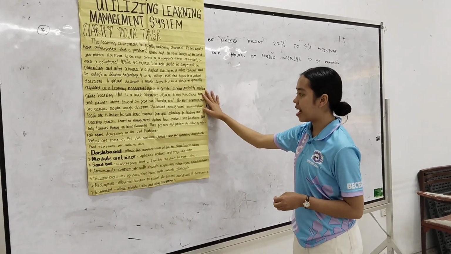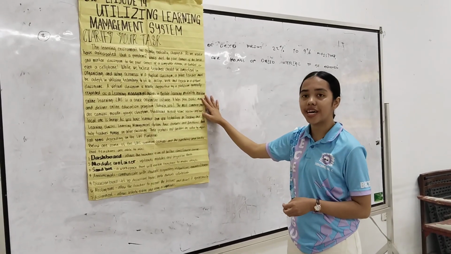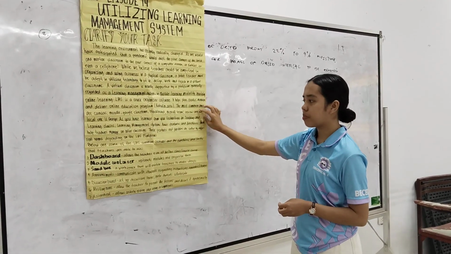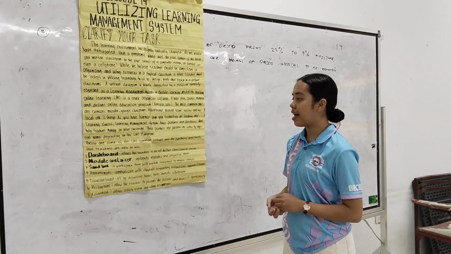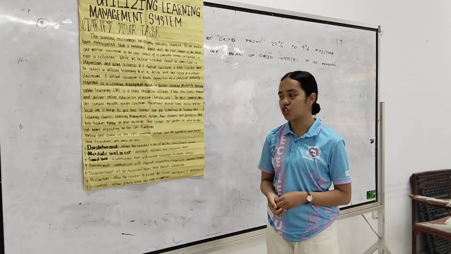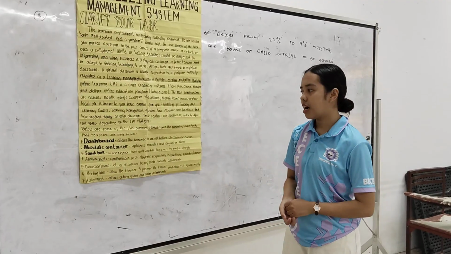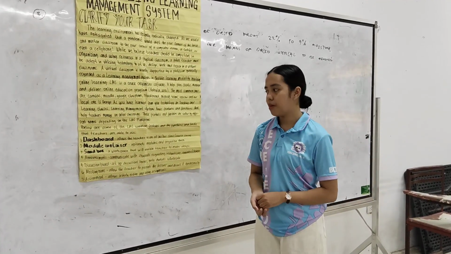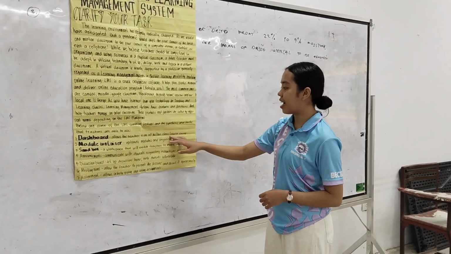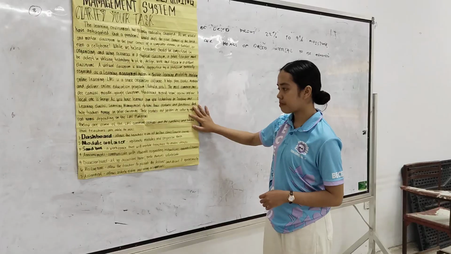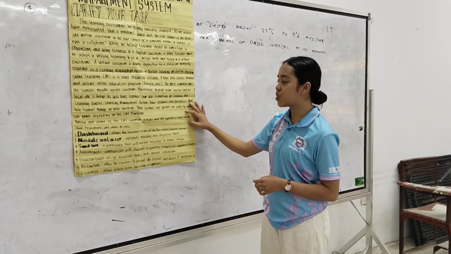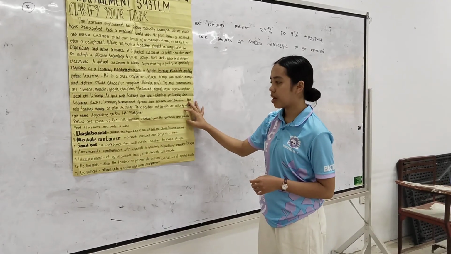These features and functions are called by different names depending on the LMS platforms. Below are some of the LMS common features and the functions and tasks that the teachers are able to use. So first one is the dashboard. It allows the teacher to see all his or her class or course cards. The second one is module container. Uploads modules and organize them.